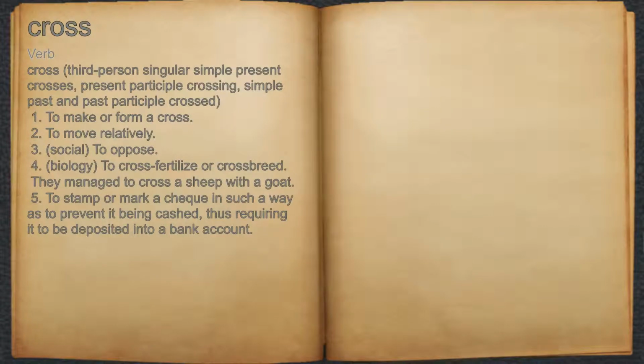Cross. Verb. 1. To make or form a cross. 2. To move across. 3. Social. To oppose. 4. Biology. To cross-fertilize or crossbreed. For example, they managed to cross a sheep with a goat. 5. To stamp or mark a check in such a way as to prevent it being cashed, thus requiring it to be deposited into a bank account.